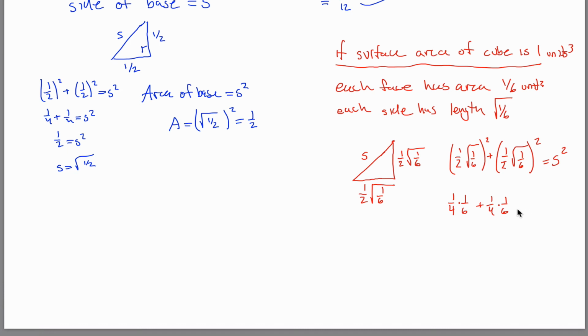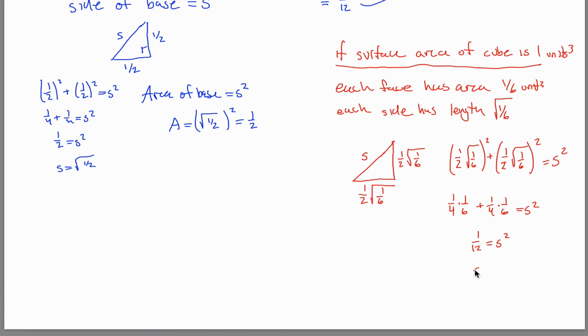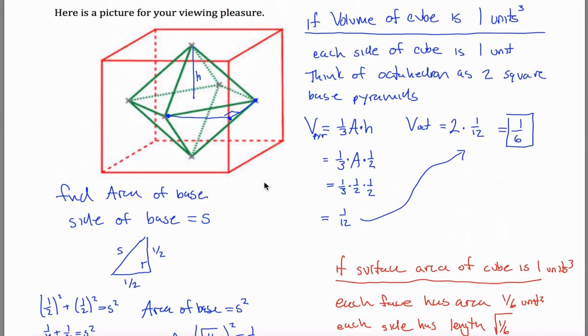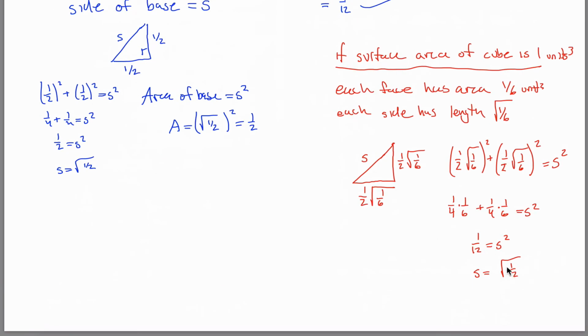Same thing happens over here. So let's see, I have 1/24 over here and 1/24 over here, so I have 2/24, aka 1/12. That's equal to S squared, and therefore S is equal to the square root of 1/12. So what that's saying is the side length of any of these sides has got to be exactly this length right here.